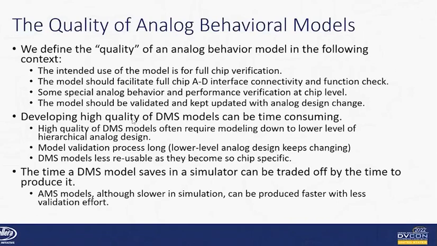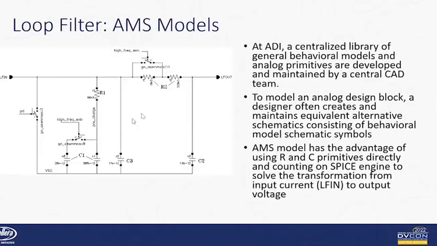So our conclusion here is that the time a DMS model saves in a simulator can be traded off by the time to produce it. On the other side, the AMS models, although they're slow in simulation, can be produced much faster, with much less validation effort. In the paper, we have a very specific comparison for both the loop filter and the charge pump.